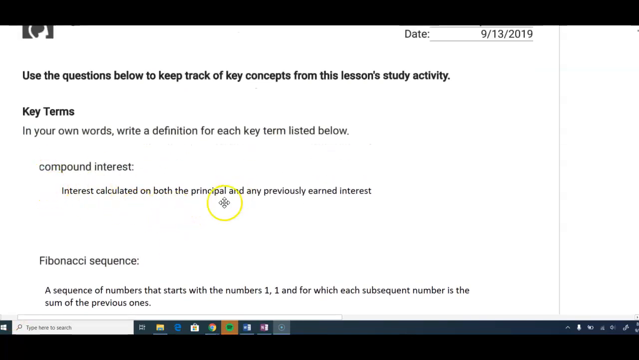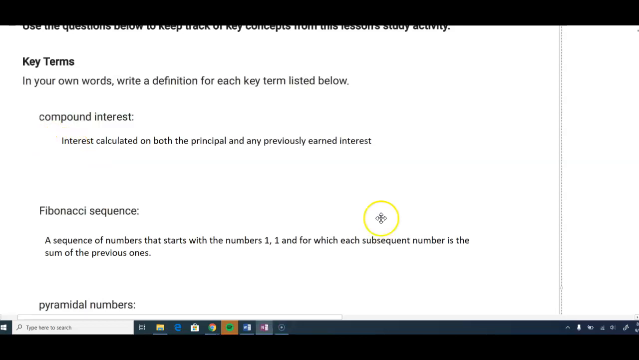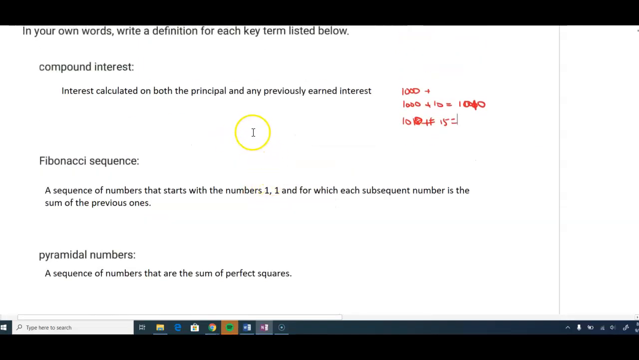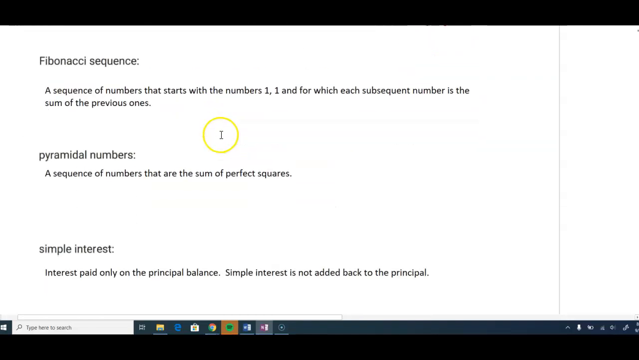First thing we talked about already is compound interest, right? Which is interest calculated on both the principal and any previously earned interest. So it's almost like if you start with $1,000, that's your starting balance. If you earn $10 in interest, now your new balance would include your interest. But then you earn more interest, so now you're earning interest on that amount. So it would be plus 15, and so on. So when you look at it, it's interest that's calculated on the principal and the interest earned.